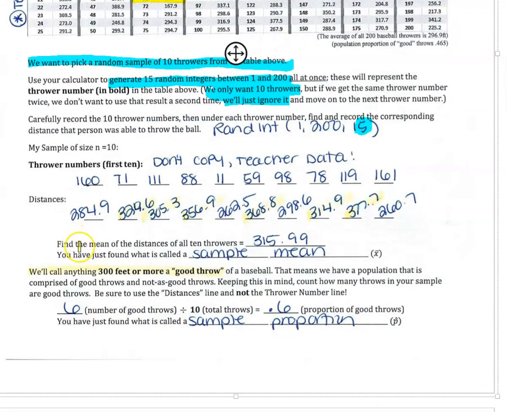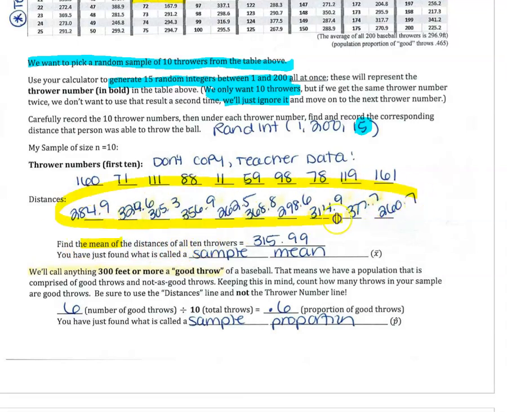Now, if I wanted to find the mean distance of all 10 throwers, I just added all of these up and divided by 10. And that's where this number is coming from. So it's just the average. Add them up and divide by 10. That's called a sample mean. So you just found an X-bar.